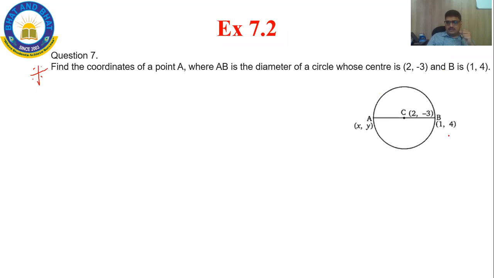Observe, this is a diagram. A, B. B is given to me as (1, 4). C is (2, minus 3) because C is the center of the circle. I have to find out point A. If AB is the diameter and C is the center, then AC will be equal to CB. Correct? So this question can be solved in two ways. One way is you can solve it using the distance formula with the second information given.